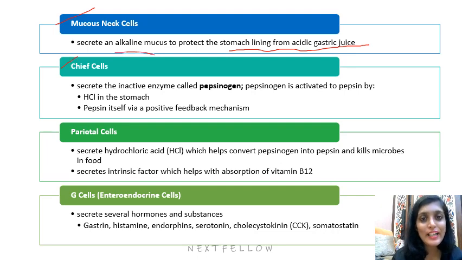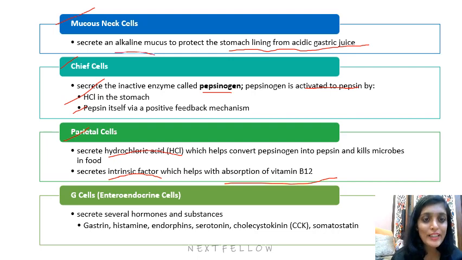Chief cells secrete pepsinogen, which is activated to pepsin by the HCl in the stomach, and pepsin itself activates more pepsinogen via a positive feedback mechanism. Parietal cells secrete HCl, which helps convert pepsinogen to pepsin and kills microbes in the food. Parietal cells also secrete a very important element known as intrinsic factor, which helps in the absorption of vitamin B12.